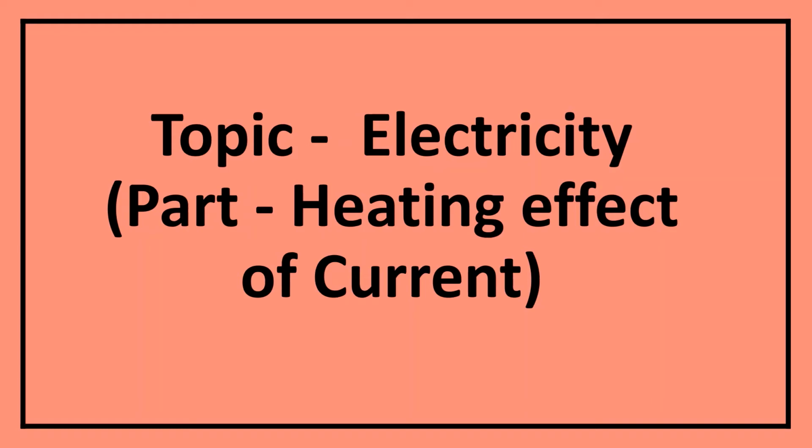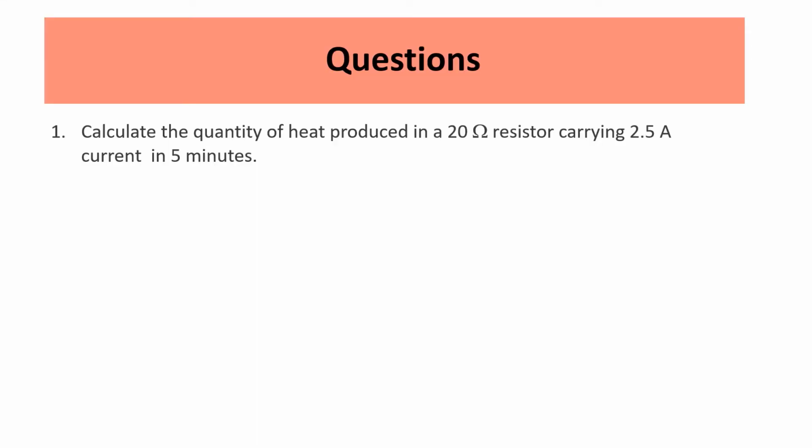Hi students, in this class we will discuss a few questions from the topic electricity. We have already learned the heating effect of electric current in the part 6 video. First question, calculate the quantity of heat produced in a 20 ohm resistor carrying 2.5 ampere current in 5 minutes.